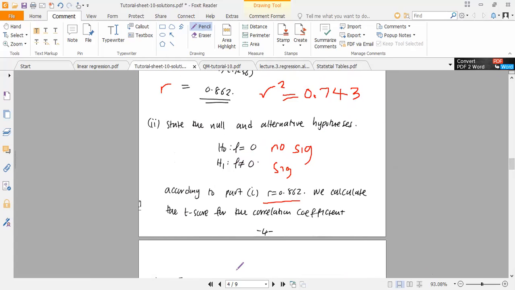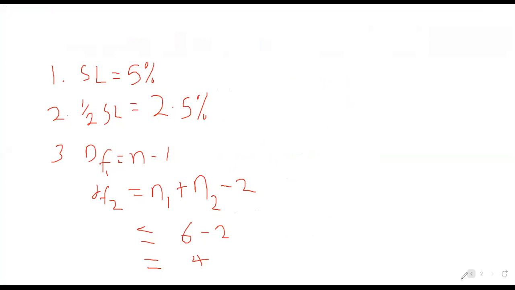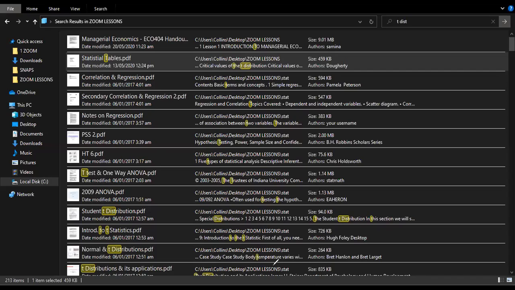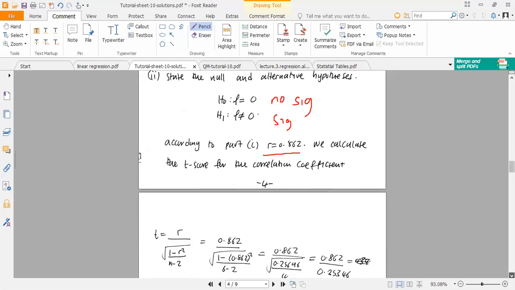Remember, whenever the slope is equal to 0, it means there's no relationship at all. The graph looks like this when your R is equal to 0. This is what it means here. Here, R is not equal to 0. There's a relationship. That's what it means. Okay, so this is the simplest way you can use a t-test to explain.